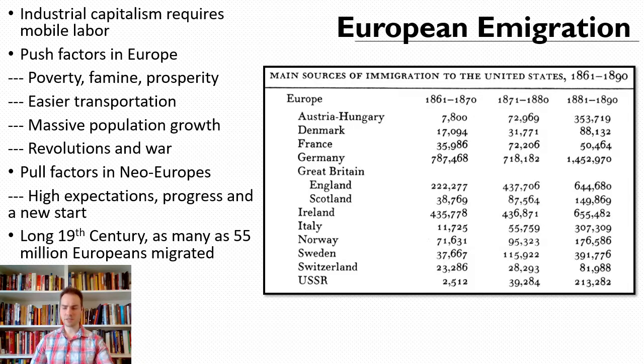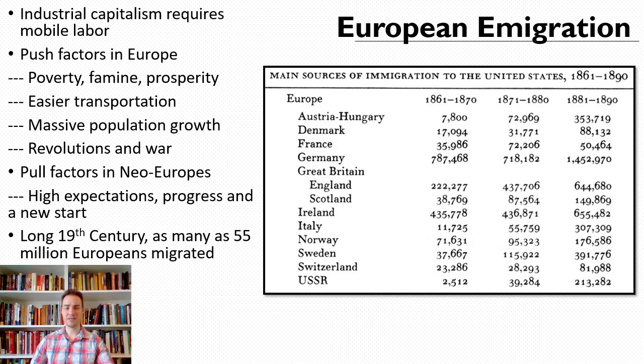Also, there was just the idea of a new start. John Locke, right, his way of solving the population problem was just move to America. So there were lots of ideas like this that were drawing people to these new white colonies out of Europe. And you see lots and lots of Europeans moving during this time.